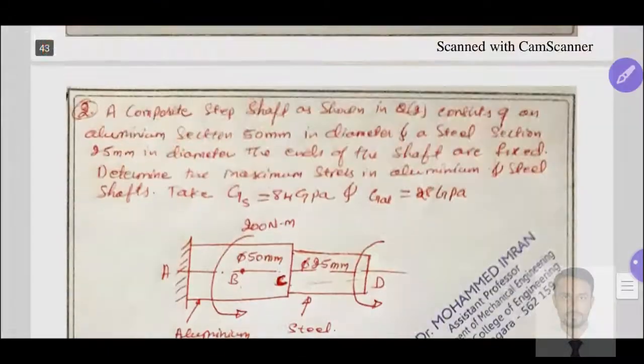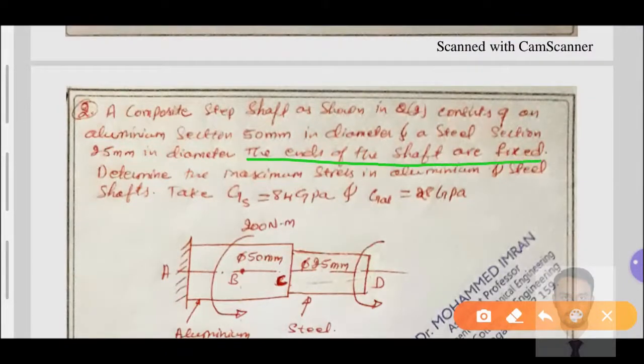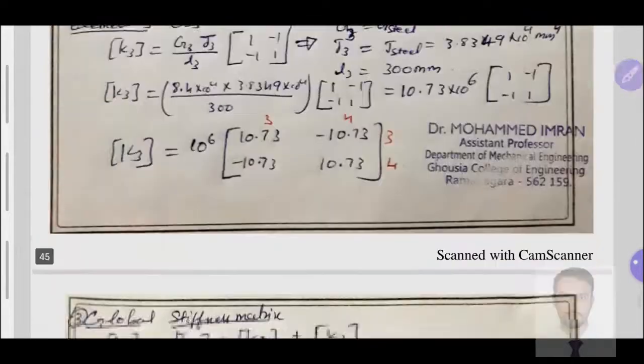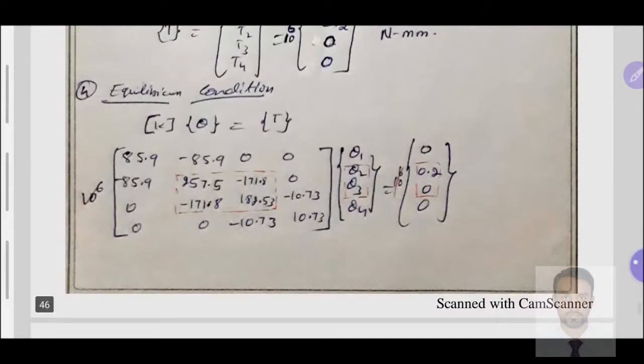He has given that the ends of the shaft are fixed. This is one end, another end is this one, right? But in the figure he has represented it as free. Point D is free. Don't take it as free. It is not free based on the given statement. Only in the diagram they have applied the torque. That torque value is not given. Don't have confusion over there.